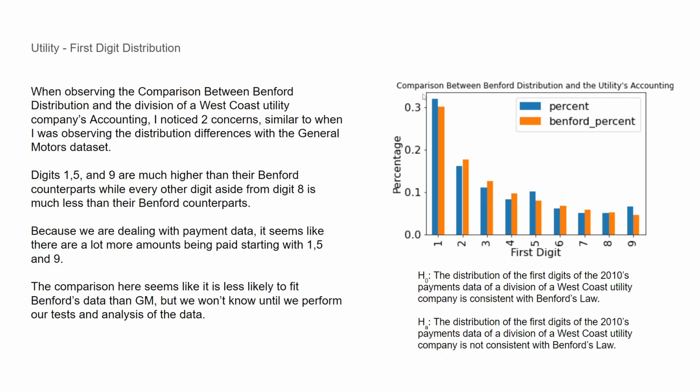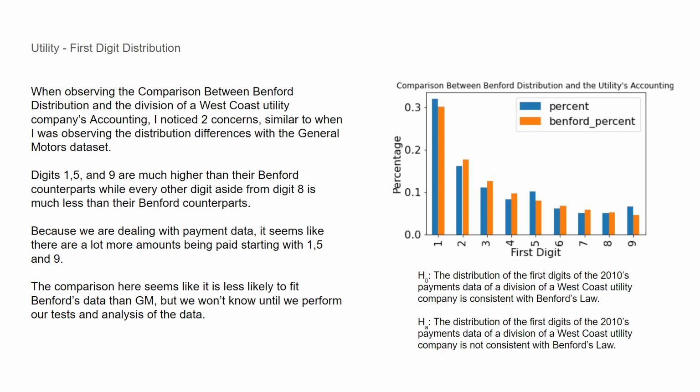So when we look at digits 1, 5, and 9, they are much higher than their Benford counterparts. And when I say much higher, that's relative when compared to the other digits, but almost every other digit is less than their Benford counterpart, except digit 8, which is barely less. Because we're dealing with payment data, it seems like there are a lot more amounts being paid starting with 1, 5, and 9. And the comparison here seems less likely to fit Benford's data than General Motors', but again, we won't know until we perform our tests and analysis of the data.